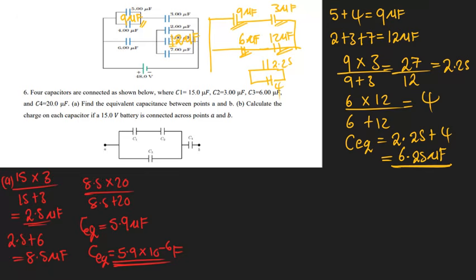I want you to see that if you were to put a battery between A and B, okay, let's say we can put a battery here, 15 volts, you'll be able to know that for capacitors that are in series, they will have the same charge. Capacitors that are in parallel will have the same voltage. So in parallel, same voltage; in series, same charge.